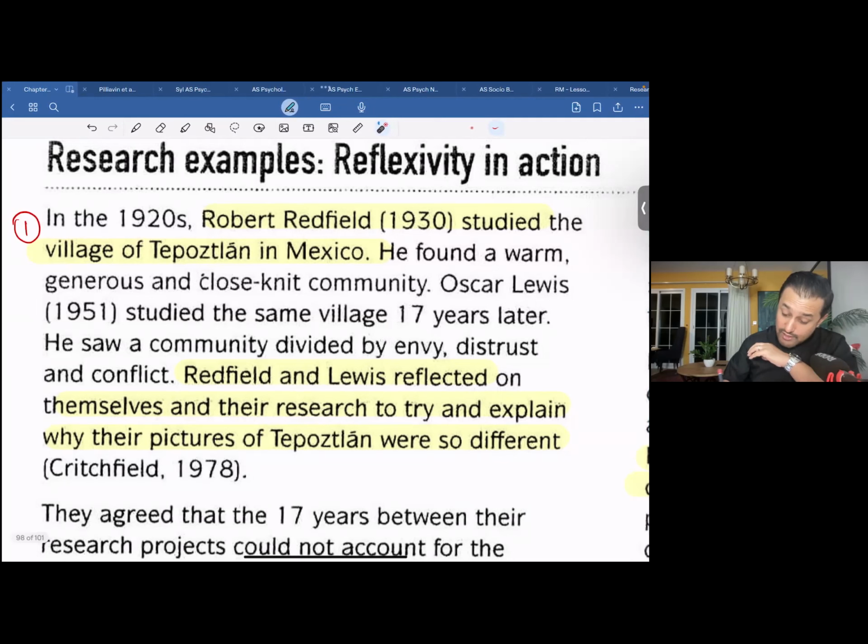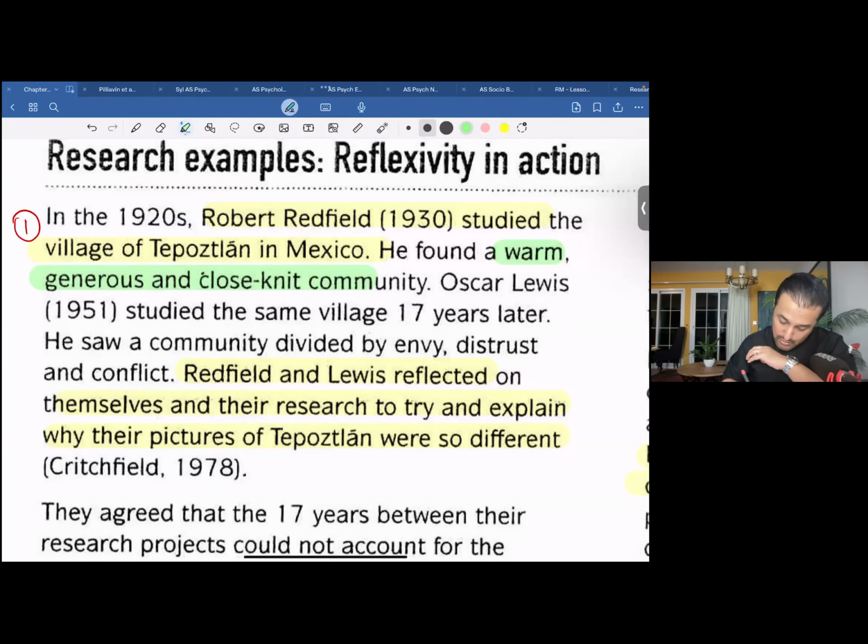He saw a community divided by envy, distrust, and conflict. Do you see the difference over here as to how Redfield saw this community and how Lewis saw this community in the village of Tepoztlan in Mexico, right? One sociologist sees this particular community as warm, generous, and close-knit, and the other, who conducted research around 17 years later, saw this community as having envy, distrust, and conflict.